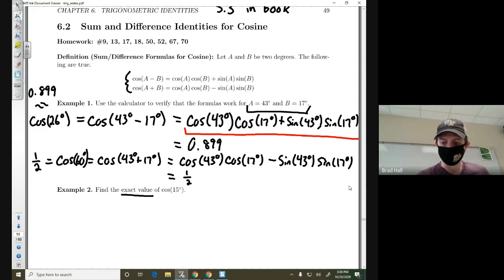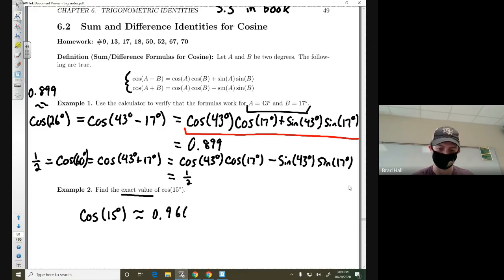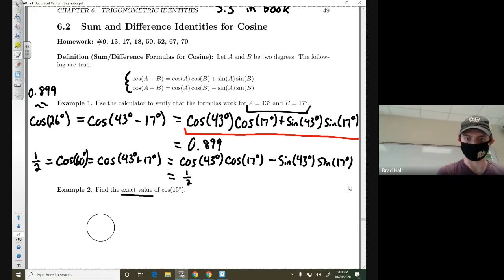So if you did this problem and you told me that the answer was approximately 0.966, then I'm going to cross it out and say you don't get any points. That's cheating. Don't do that. I'm trying to tell everyone right now. On the homework, same thing. Don't do that. Exact value means I need square roots and whole numbers.